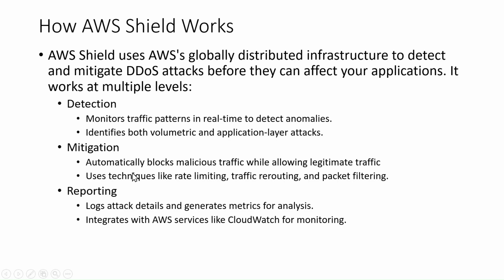Next is mitigation, which automatically blocks. Mitigation is nothing but taking action against the root cause. That is, it automatically blocks malicious traffic while allowing legitimate traffic, and uses techniques like rate limiting, traffic rerouting, packet filtering and so on. And next is reporting the attacks.